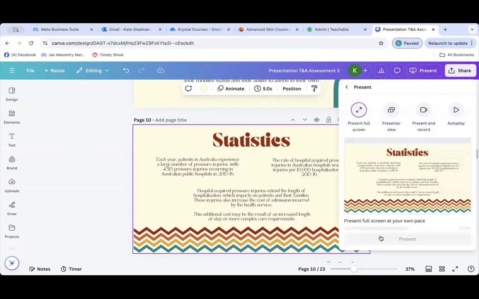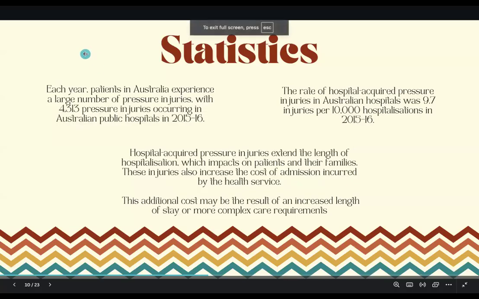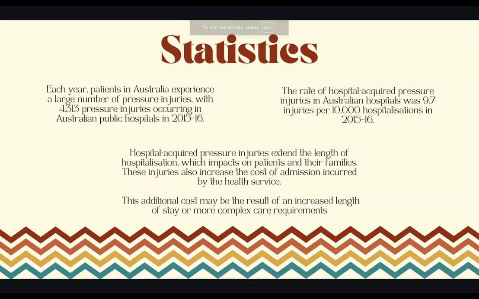So I'll just go back to the statistics here. Each year, patients in Australia experience a large number of pressure injuries, with 4,313 pressure injuries occurring in Australian public hospitals in 2015 to 2016, which is huge. The rate of hospital-acquired pressure injuries in Australia was 9.7 injuries per 1,000 hospitalisations. When you think about it, that's a pretty high risk and pretty high percentage. You'll be surprised the amount of pressure injuries that you have in the hospital. Huge amount.